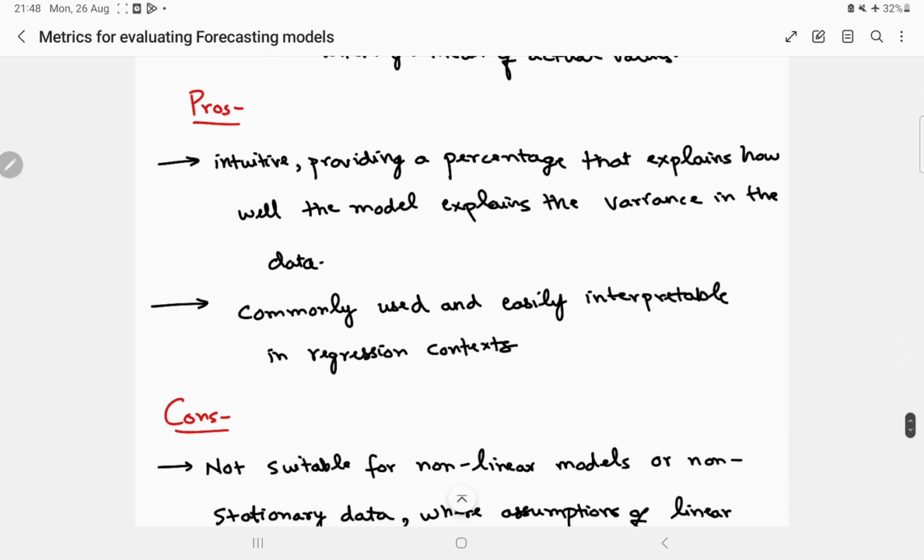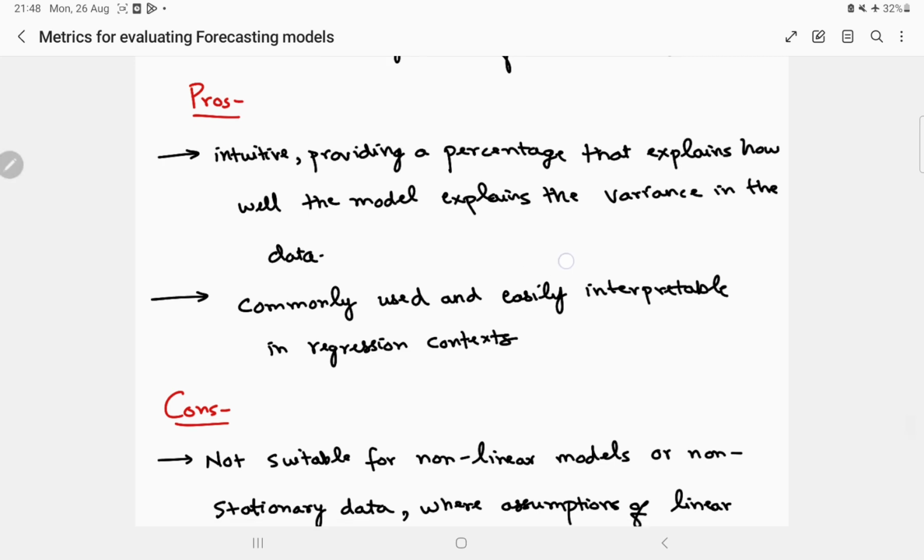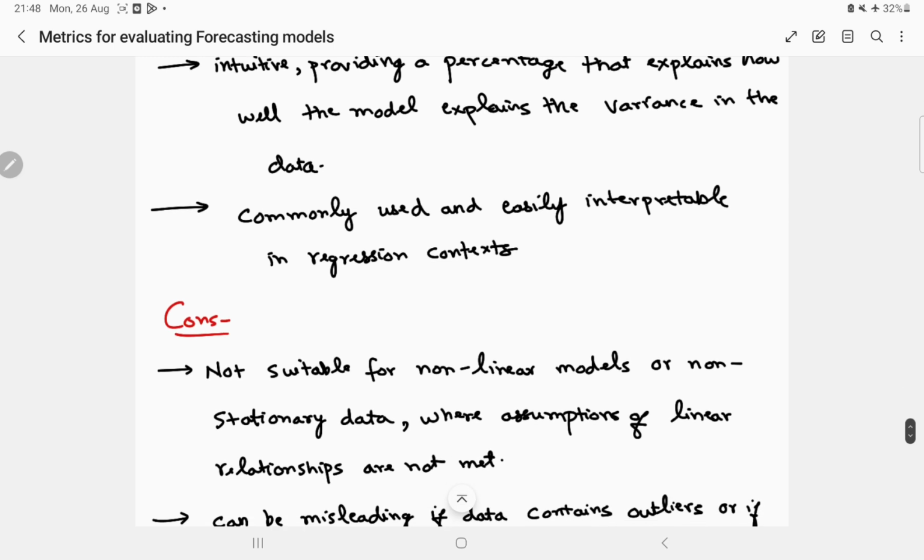And when it comes to the pros, it's pretty intuitive, providing a percentage that explains how well the model explains the variance in the data. And like I mentioned, it's pretty commonly used and easily interpretable in the regression context.